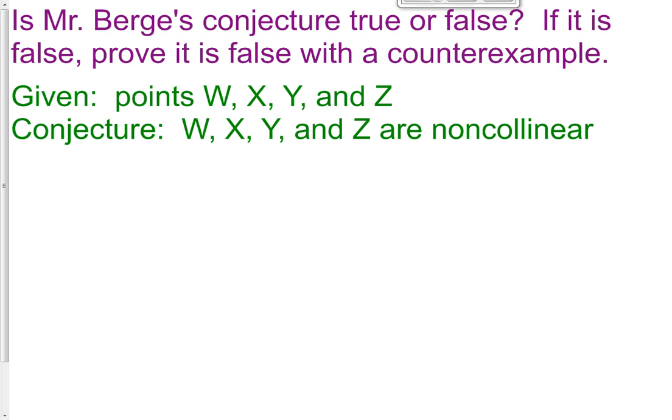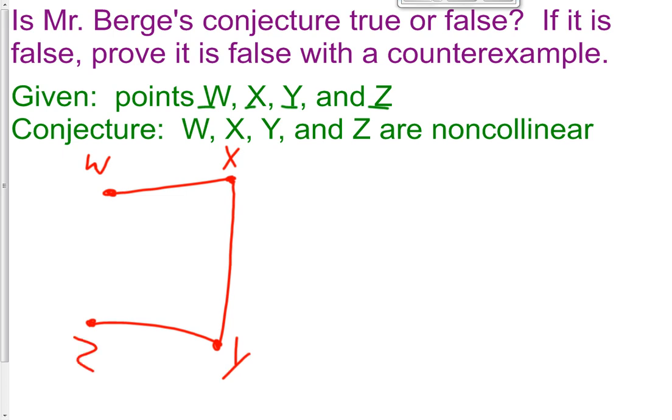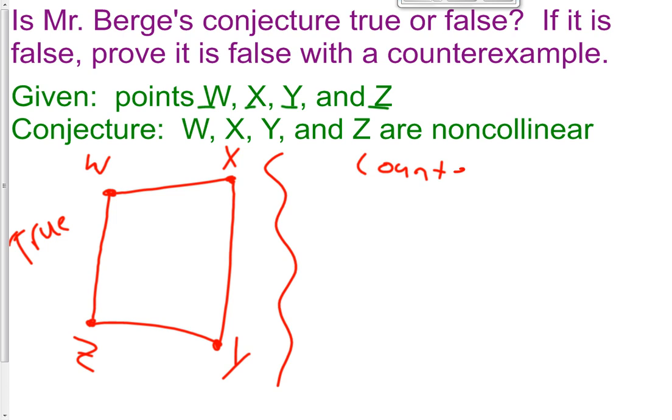So we're given 4 points, W, X, Y, and Z. With those 4 points, I'm going to make the conjecture W, X, Y, and Z are non-collinear. And I would say they're non-collinear in most cases. I might have W right here, X right here, Y right here, Z right here. And those 4 points would be non-collinear. So that would make this statement, the conjecture, true. Is there any way, though, that we can prove it false using a counterexample?